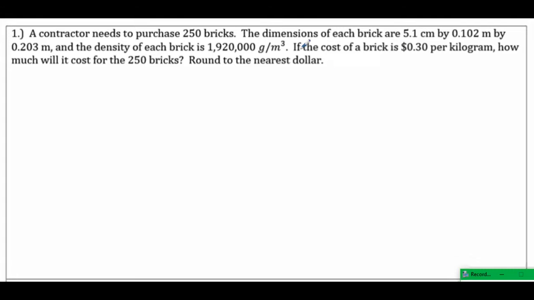Now, because right here it gives you the density per cubic meter, that means we want everything to be in meters. The cost of a brick is 30 cents per kilogram. How much will it cost for the 250 bricks? Round to the nearest dollar. So the first step is to make a conversion. We want cubic meters, which means that the 5.1 centimeters has to change to meters.